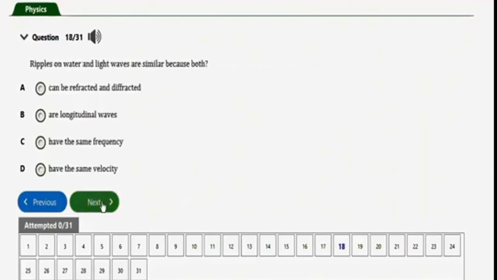It says ripples on water and light waves are similar because they both can be refracted and diffracted. That's the correct option. Alright, option A, ripples on water and light waves are similar because they both can be refracted and diffracted. So let's go to the next repeated question, which is this one.